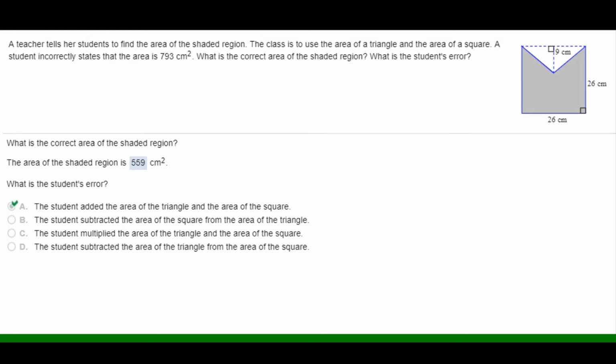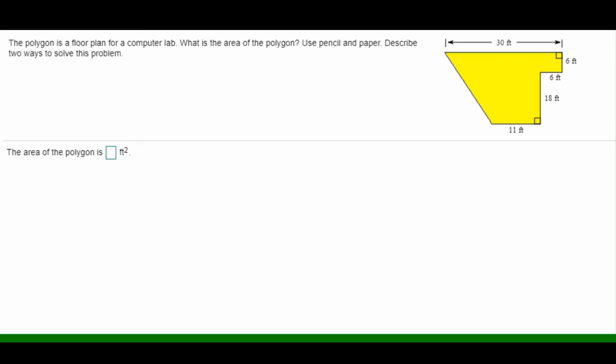All right, and the last question, we have this. The area is a floor plan for a computer lab. What is the area of the polygon? Use pencil and paper. Describe 2 ways to solve the problem.